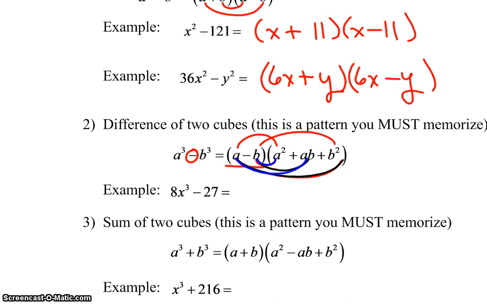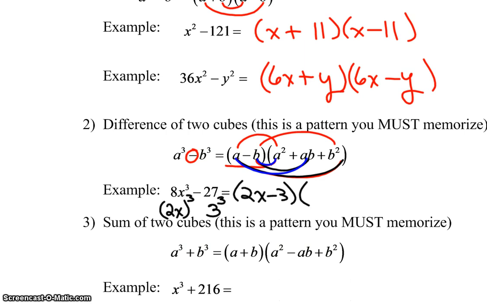On our first example, it is a difference of 2 cubes, so we need to figure out what is cubed to start with. And our first thing cubed, to get 8x cubed, it's 2x to the 3rd power. 27 is 3 to the 3rd power. So we're going to start with 2x minus 3. 2x is in our a position, 3 is in our b position.